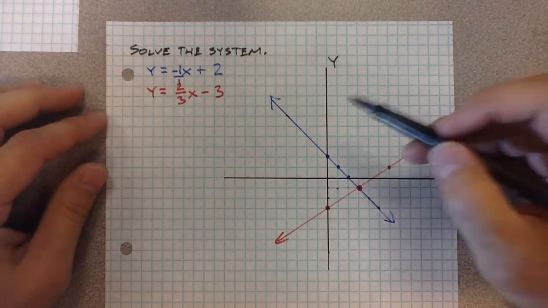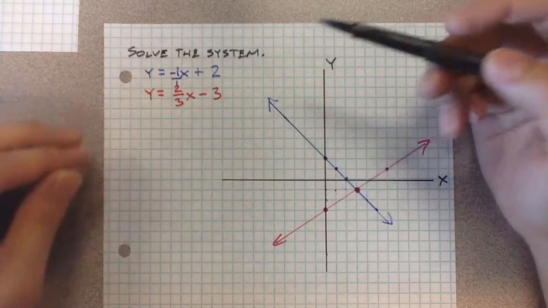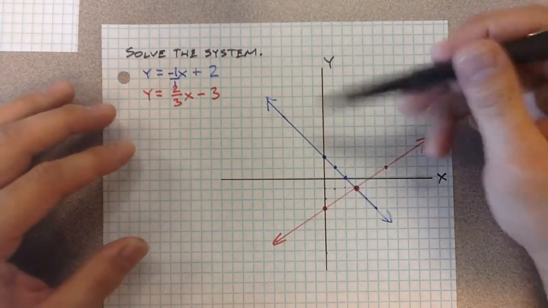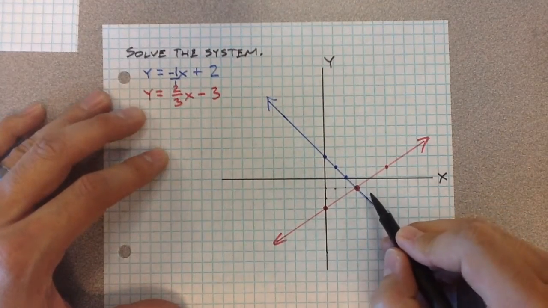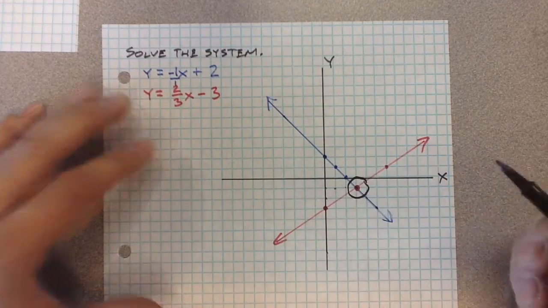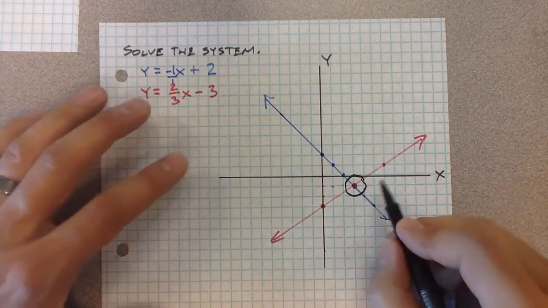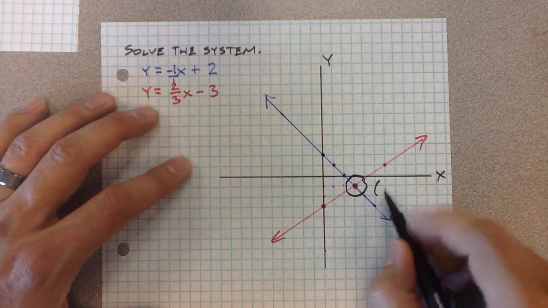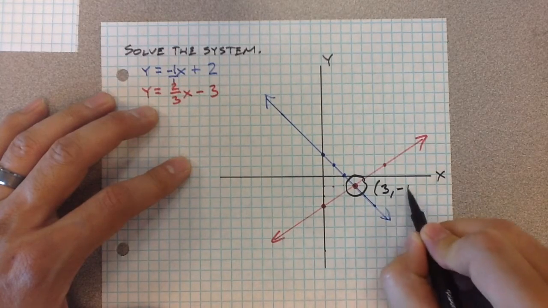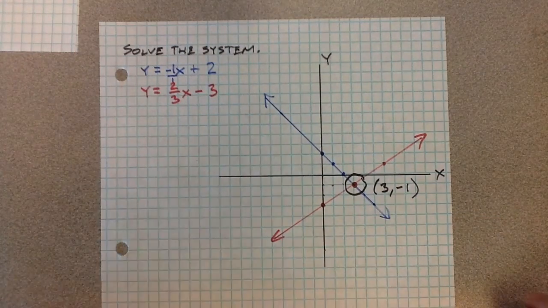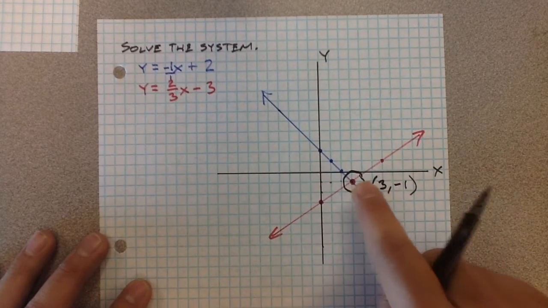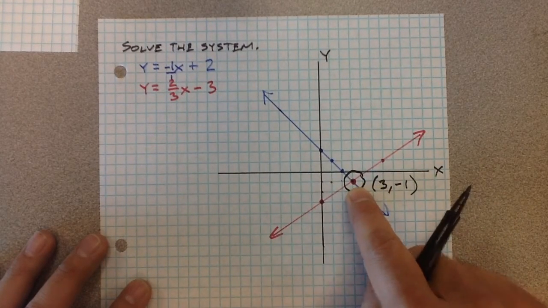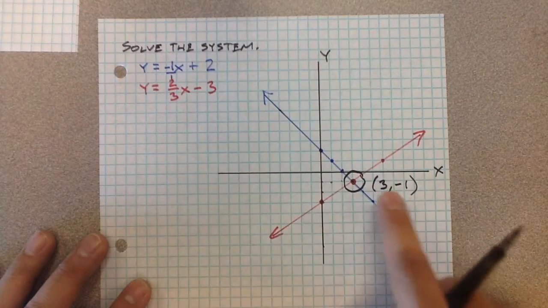Now, once again, what we're looking for is the one pair of xy coordinates that works for both equations. Or in other words, the one point that these graphs both share, which is right here. The only xy coordinate pair that is the same for both lines is right there, which are the coordinates 3, negative 1. So that tells me that not only do these graphs share that location, but that these equations share this x and this y as answers.